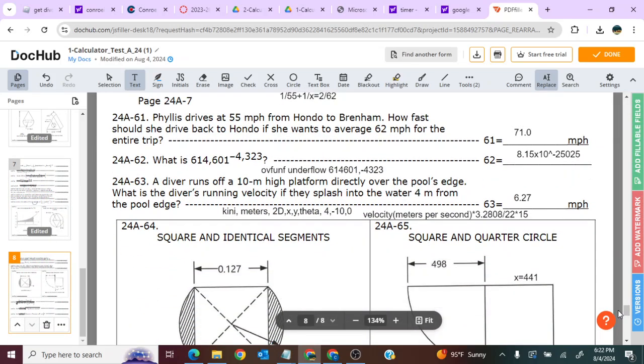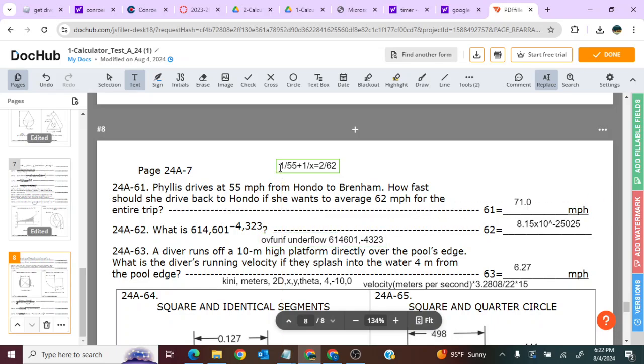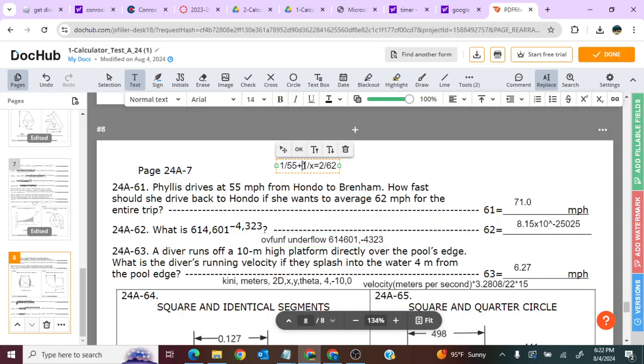Okay, 61. Phyllis drives at 55 miles per hour from Hondo to Brenham. How fast should she travel back to Hondo if she wants to average 62 miles per hour for the entire trip? The formula for average speed is equivalent to distance over speed plus distance over speed is equal to total distance over average speed. So you need to figure out what speed she traveled on the first day. She traveled a distance of two trips, I suppose, would be the best way to put it. You do that, you get an x value of 71.0 miles per hour.